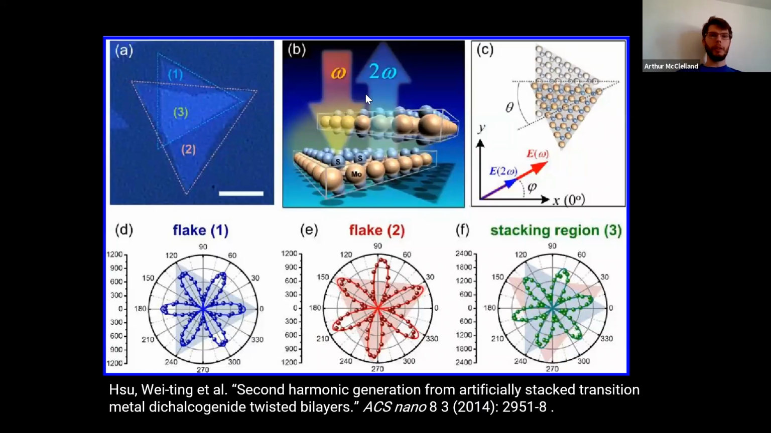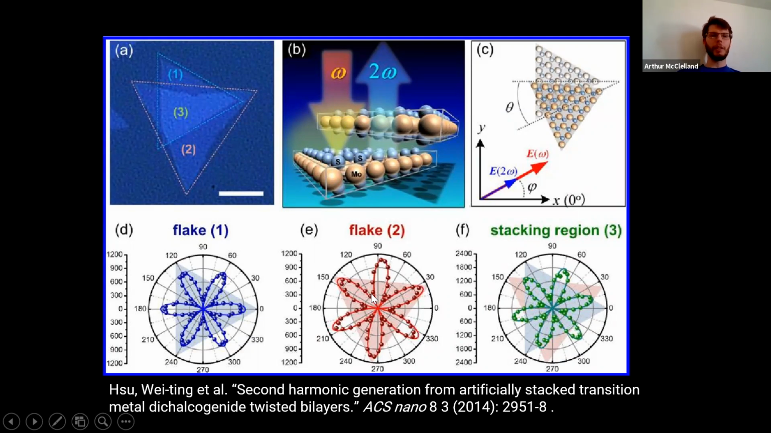If we pull something from the literature, here are two stacked molybdenum disulfide crystals. They're doing second harmonic generation. Here they're plotting in a polar plot the intensity of the second harmonic generation as a function of crystal angle. So for flake 1, you get these certain lobes corresponding to the crystal orientation. Flake 2, which is rotated relative to flake 1, you get these different crystal orientations.